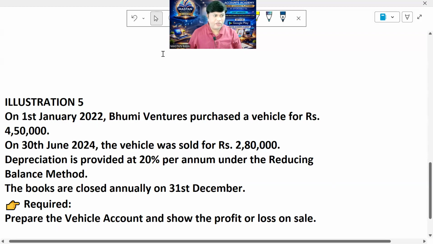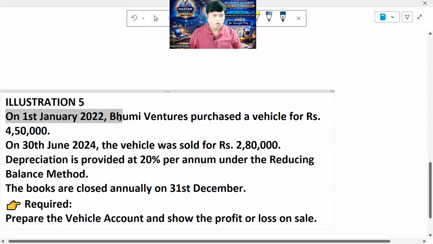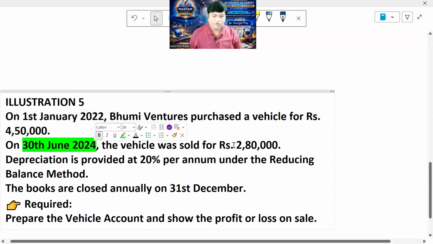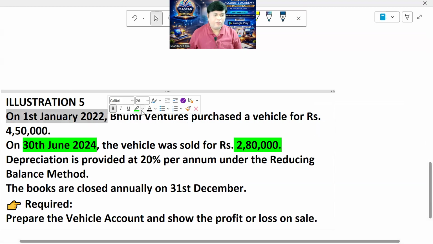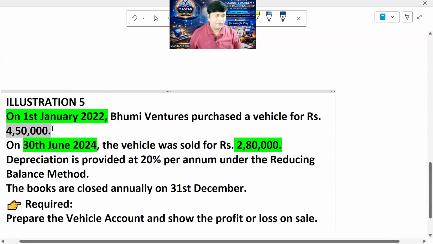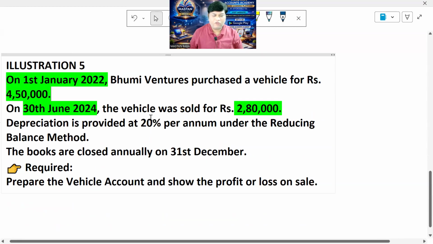It's saying that on 1st January 2022, Bhumi Ventures purchased a vehicle for 4.5 lakhs. So the cost of vehicle is 4,50,000 rupees. And on 30th June 2024, the vehicle was sold for 2,80,000 rupees. So simple data given. Purchased on 1/1/22 and sold on 30 June 2024.